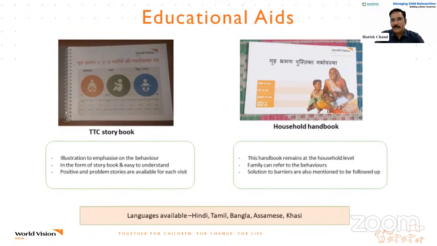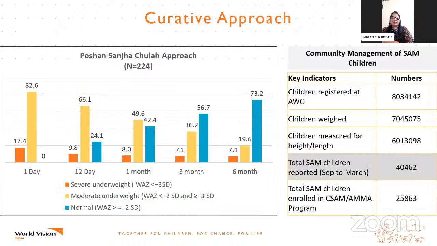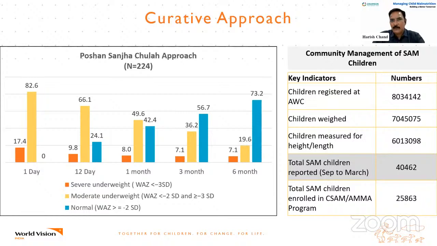And this is the curative approach we have taken, basically the Poshan Sanja Chula approach, on which there is an article, on how we have been able to rehabilitate children who are severely underweight and moderately underweight, and bring them to the normal nutrition status in 6 months.